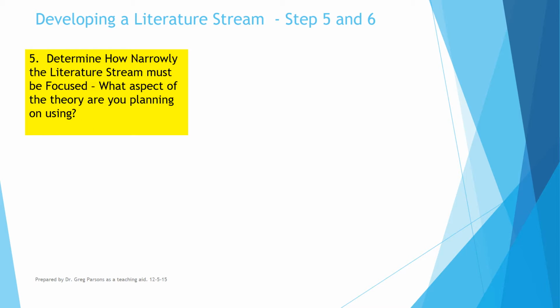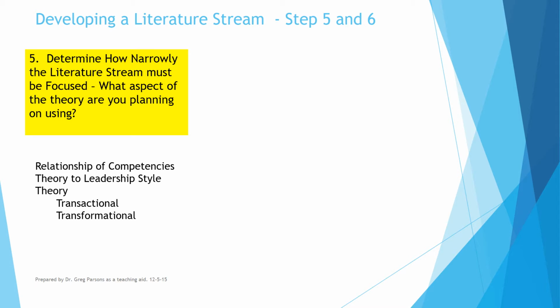Now we're moving right along. We've started to narrow it down. We know we're just dealing with competencies. Okay. But which aspect of competencies are going to be important for our collection of literature? So again, just suppose that we've kind of got in the back of our mind that what we want to work on is to try to explore the relationship between competencies theory and leadership style theory, specifically transactional and transformational. So now we're kind of getting a better idea.